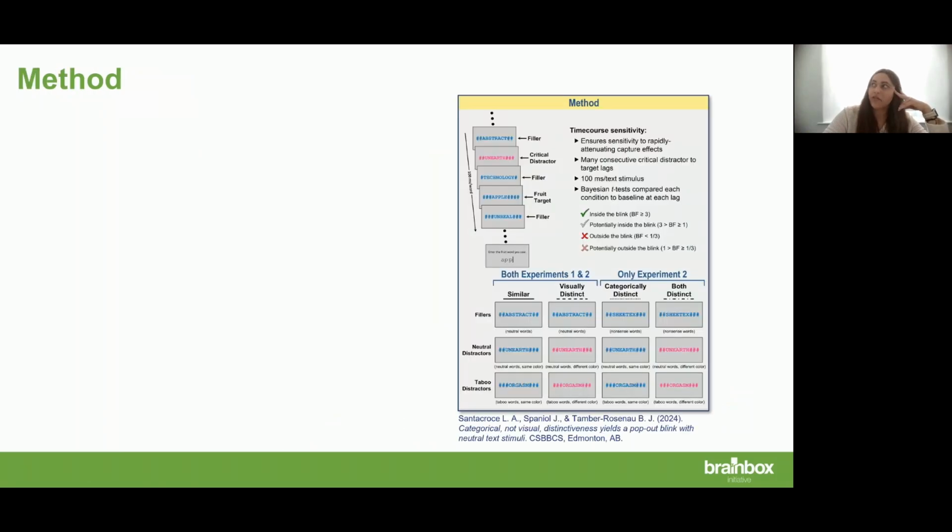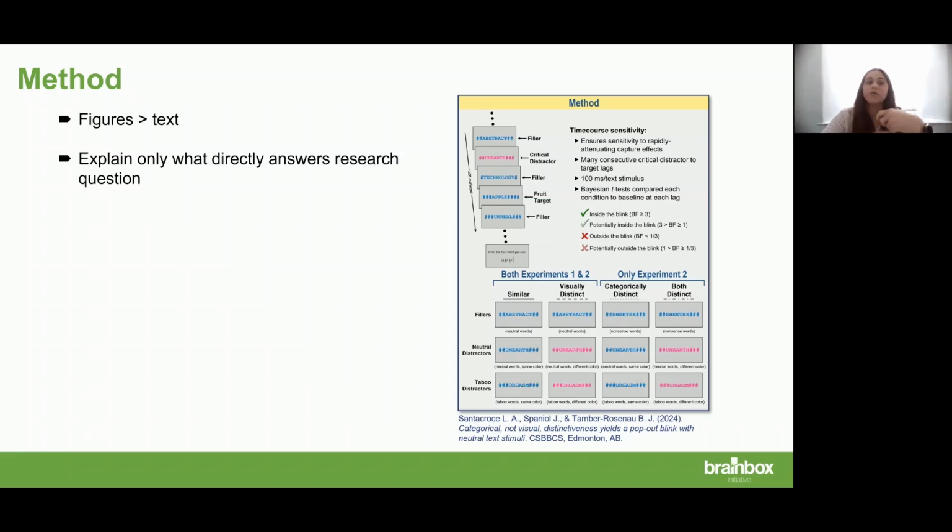Okay, so now the method section. Some general rules: you should always try to use figures instead of text. Figures are like the best part of the method section. As you can see here, it's pretty much only figures with just a few important pieces of text information, and explain only what directly answers your research question.